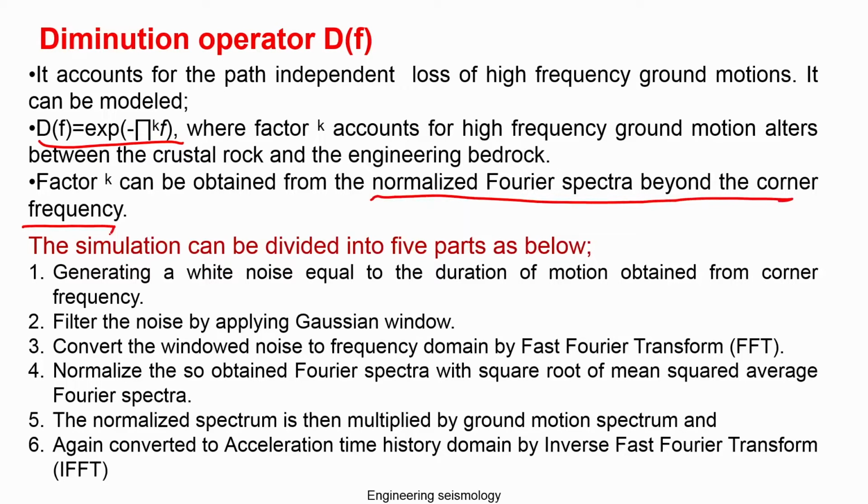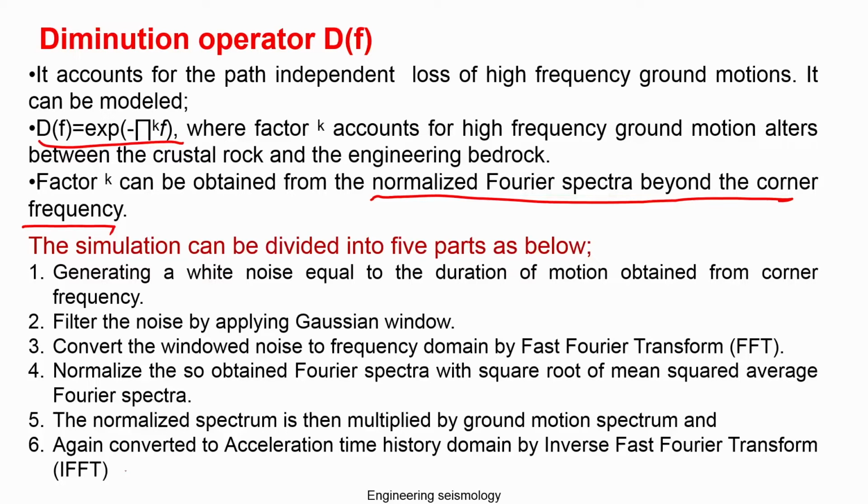The simulation steps we discussed in detail can be clubbed into six simple steps. One is generating white noise equal to the duration of the motion obtained from the corner frequency, and then filtering the noise by applying a Gaussian window. Convert the windowed noise to the frequency domain by fast Fourier transformation, and normalize the Fourier spectrum with the square root of the mean squared average spectrum. Then multiply the normalized spectrum by the ground motion spectrum, and again convert it to the time domain by the inverse Fourier transformation. Then you will get an acceleration time history.